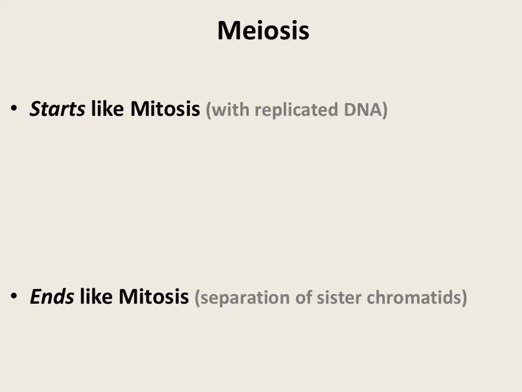Meiosis starts like mitosis. So once you get to the mitotic phase, you've got these chromosomes that have been duplicated, and you have prophase, metaphase, anaphase, telophase, right? And so you've got the replicated DNA, and then it ends like mitosis, in that you have a separation of the sister chromatids. So when you have diploid, you have one sister chromatid and the other sister chromatid.